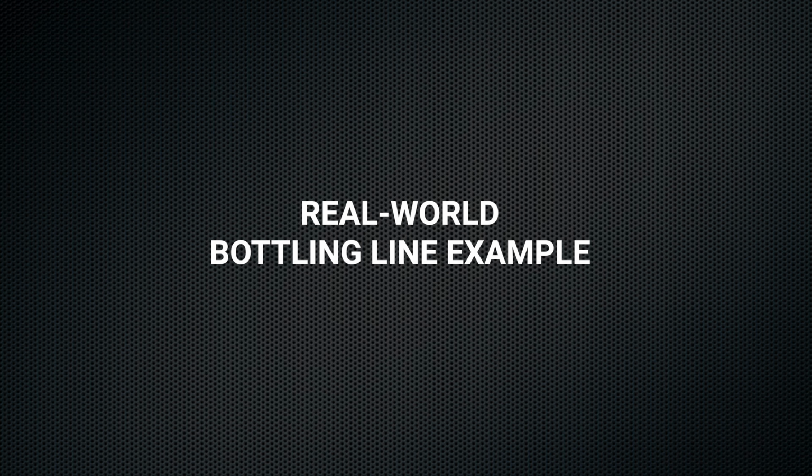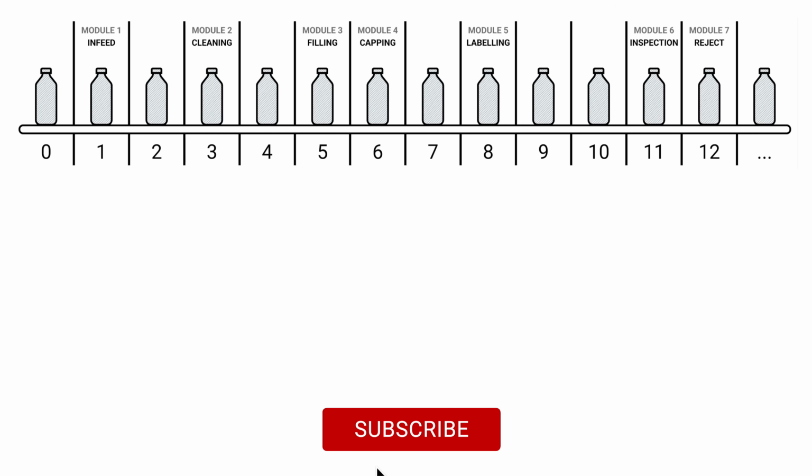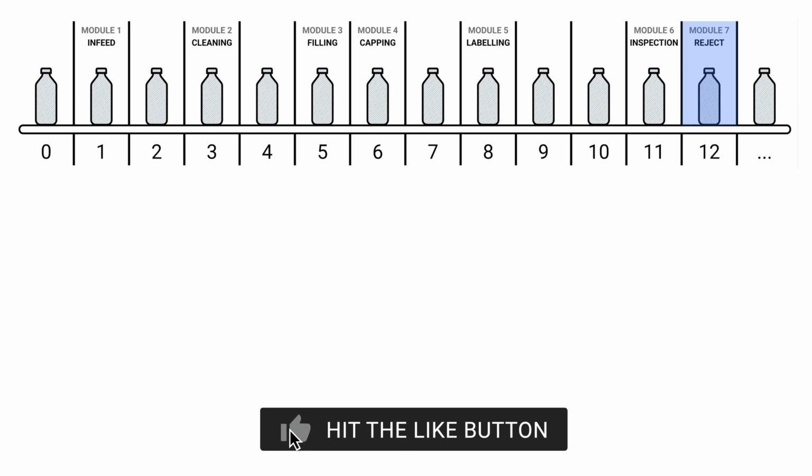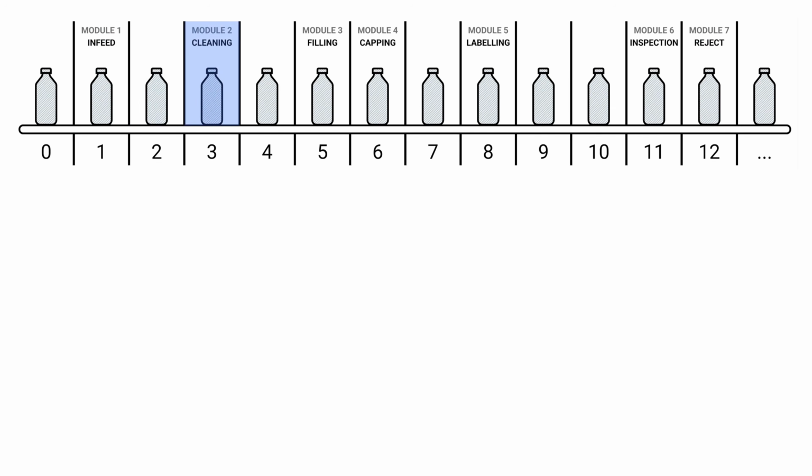Alright, now that we've got the shift register basics covered, let's see how all of this works in a real-world bottling line example. Picture a line with 7 stations: infeed, cleaning, filling, capping, labeling, inspection, and reject. As bottles move from one station to the next, the shift register keeps track of every step. Before we dive into the actual PLC application, let's quickly look at this real-world setup and let's see how each of these 7 stations use the shift register for automating the bottling process.